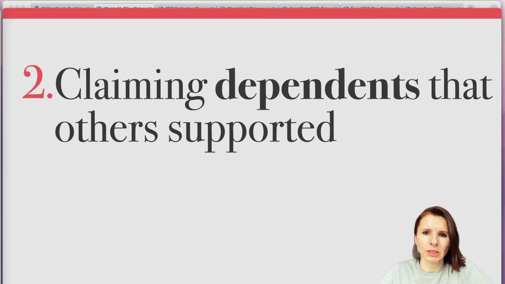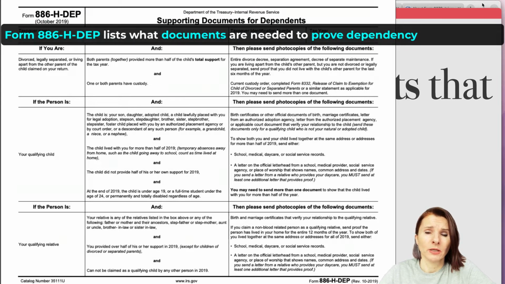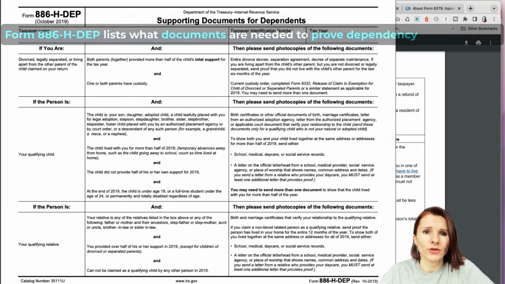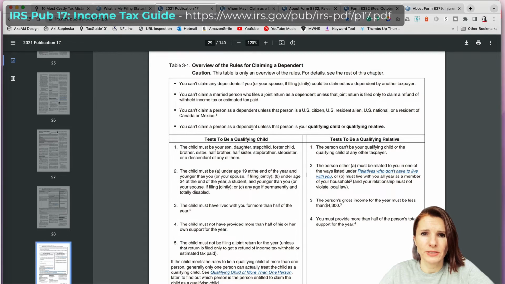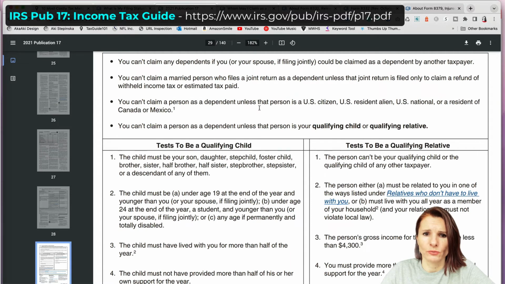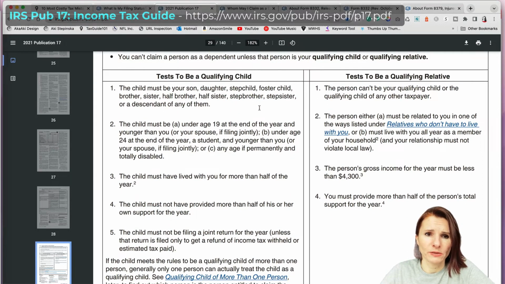Number 2, if you're claiming dependents that others supported, then you may receive a letter from the IRS asking you to provide information that you should be claiming these dependents. Now, Publication 17 is a very useful publication by the IRS. It has the definition of who is your dependent, and it has all kinds of criteria, and you can be a dependent qualifying child or a qualifying relative.